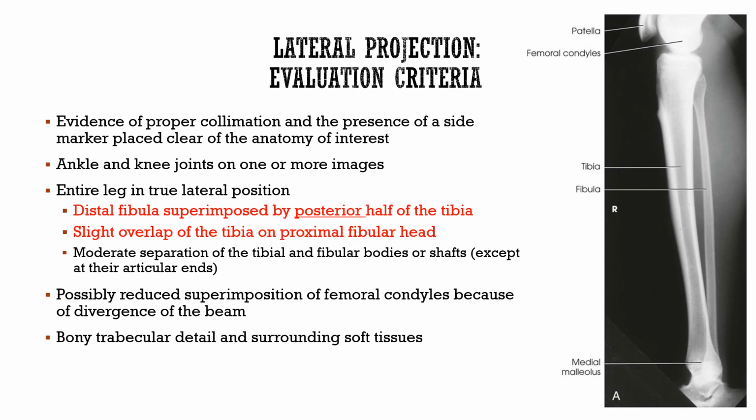So the evaluation criteria is that we want the ankle and the knee joints on one or more images. The entire leg should be in the true lateral projection, and how that is demonstrated is with the distal fibula superimposed by the posterior half of the distal tibia. We want slight overlap of the tibia on the proximal fibular head, and there must be moderate separation of the tibia and fibular bodies or shafts except at their articular ends. We're going to possibly have reduced superimposition of the femoral condyles because of divergence of the X-ray beam.